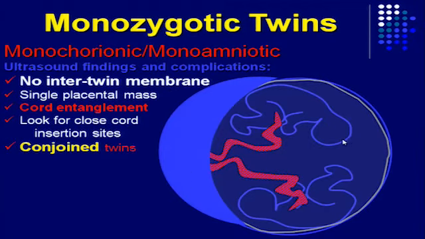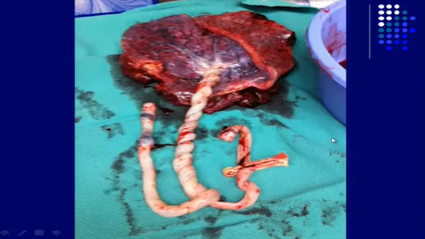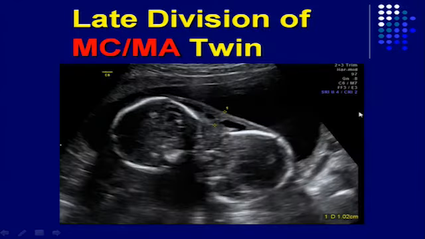And then conjoined twins. If they divide really late, then they actually share body parts. So the placenta, look at how twisted this cord is. So their risk for the third trimester loss just because of the cord entanglement. And then the really late division of the mono twins is when they share. This one was actually referred because they couldn't get a good BPD. And they were joined from the neck up.